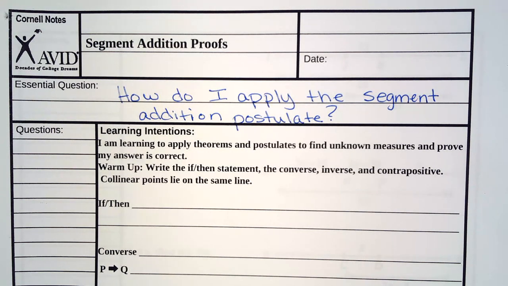Hello class, today we are looking at segment addition proofs. The essential question is, how do I apply the segment addition postulate? My learning intention: I am learning to apply theorems and postulates to find unknown measures and prove my answer is correct. For the warm-up, you need to write the if-then statement, the converse, the inverse, and the contrapositive.